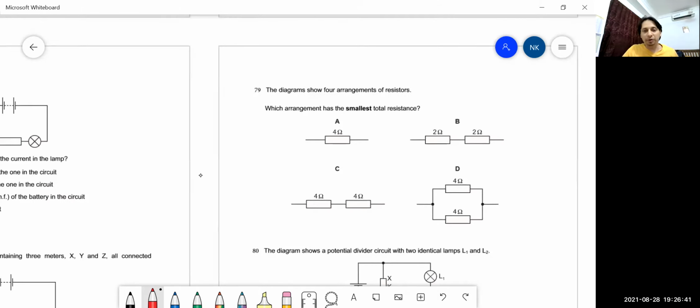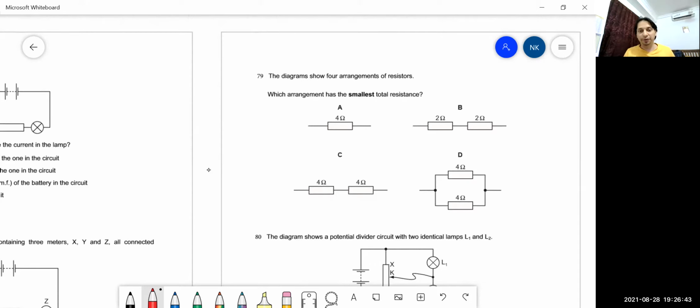Children, the diagram shows four arrangements of resistors. Which arrangement has the smallest total resistance? The smallest resistance is in parallel combination. Children, you have to remember this. Immediately they ask smallest resistance, it is the parallel combination. Single resistance, series combination 2 plus 2, 4 ohm. Here 8 ohm total resistance, here 4 ohm, here a single 4 ohm. In parallel, we discussed the total resistance will be lower than any individual resistance. So the right answer here is option D.